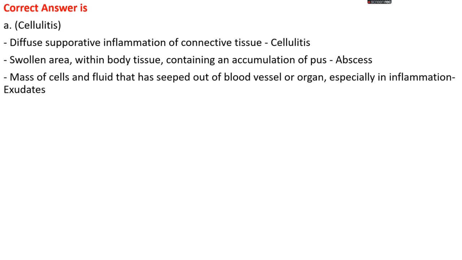Diffuse suppurative inflammation of connective tissue is termed cellulitis, while an abscess is a swollen area within body tissue containing an accumulation of pus. And the mass of cells and fluid that has seeped out of blood vessels or organs, especially in case of inflammation, is termed exudate.